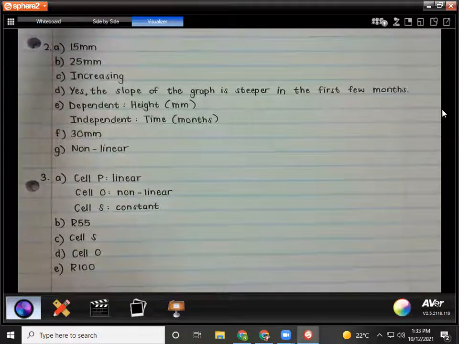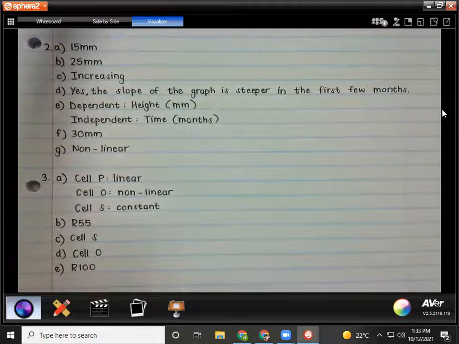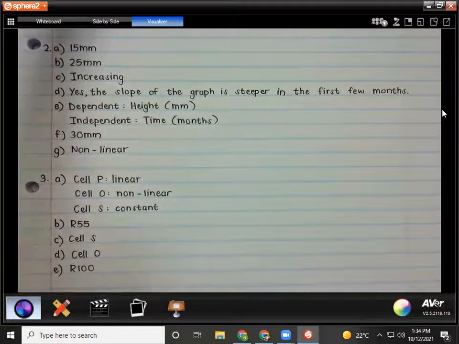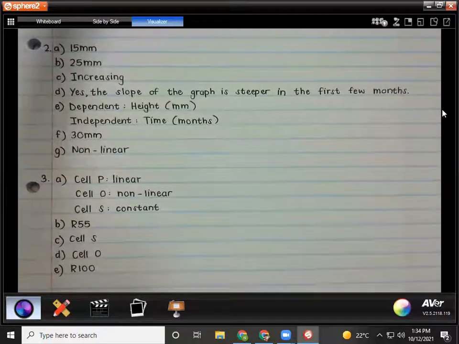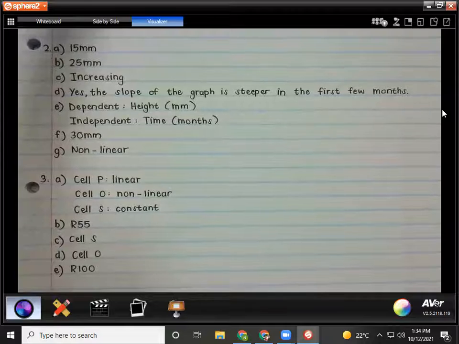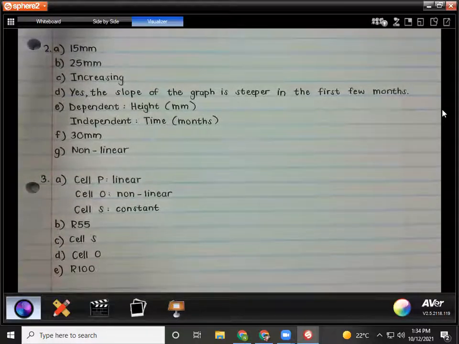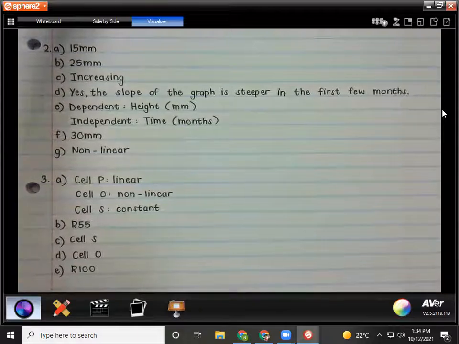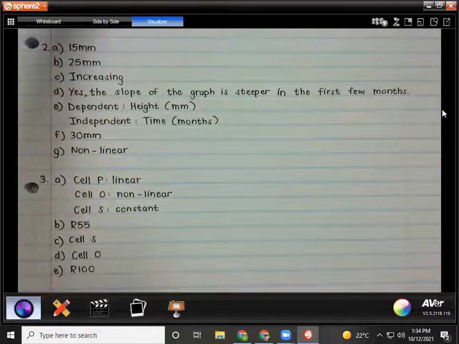Then for 3A, they asked which one of the 3 graphs, the 3 functions, is a linear one, which one is non-linear, and which one is constant. Guys, you remember we did discuss the constant thing yesterday, right? That is if you just have the same value all the time. So that was for cell S. It was just a straight line, which I do agree is linear, but it's a constant linear one. It had the same value all the time.